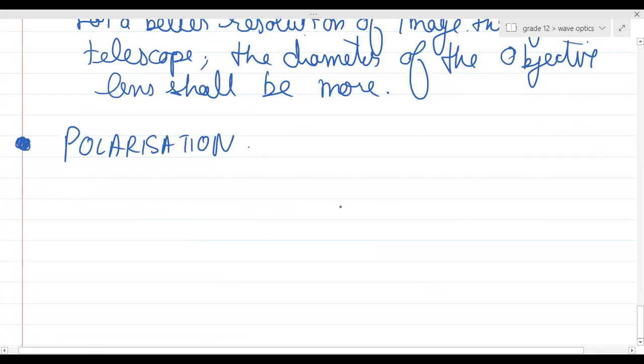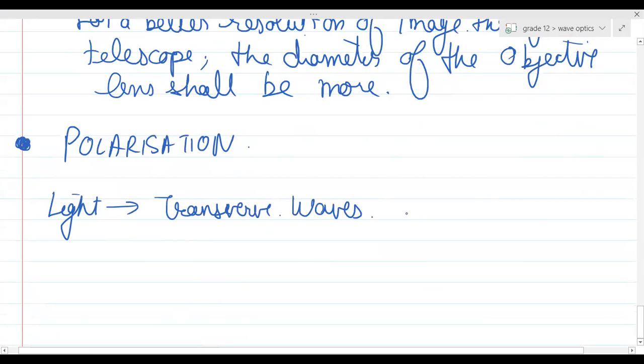Now, what is the polarization phenomenon? Before understanding polarization, everyone knows that light is basically a transverse wave. Light is a transverse wave, right? Or you can say it's a transverse electromagnetic wave. And please remember, in the case of electromagnetic waves, there are two fields. One is the electric field, and one is the magnetic field, right?